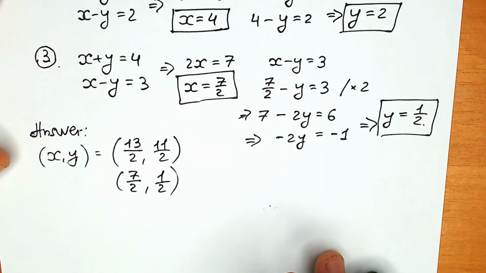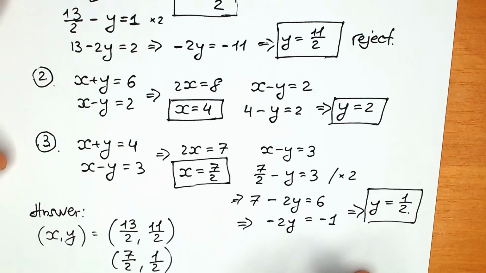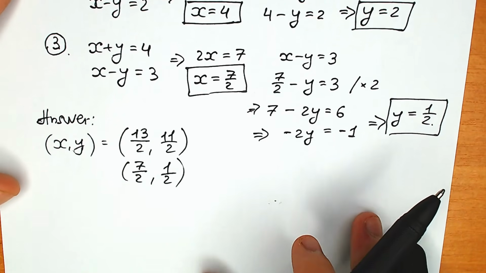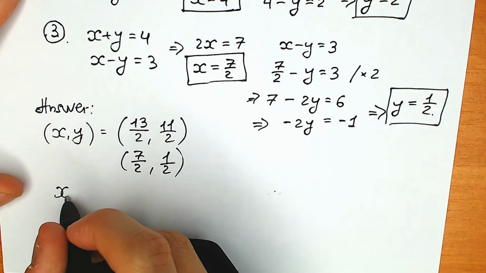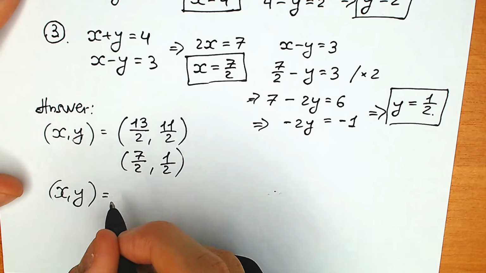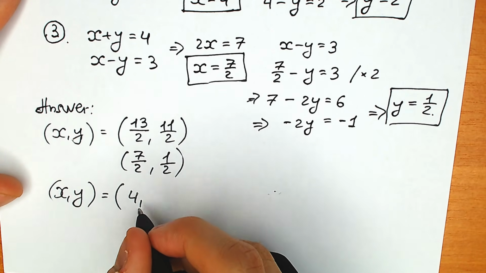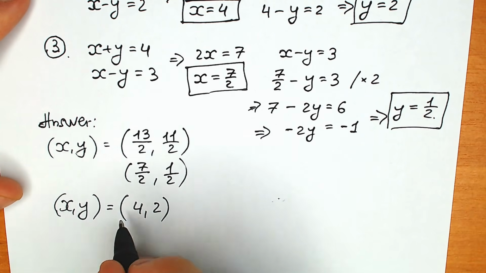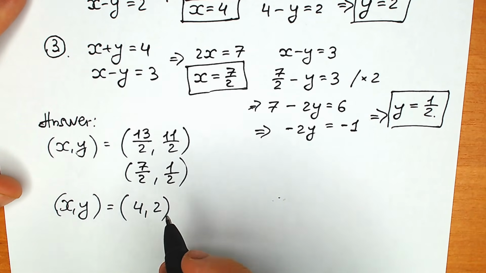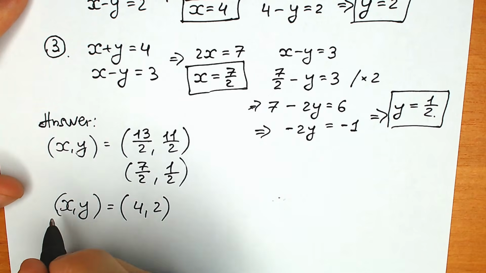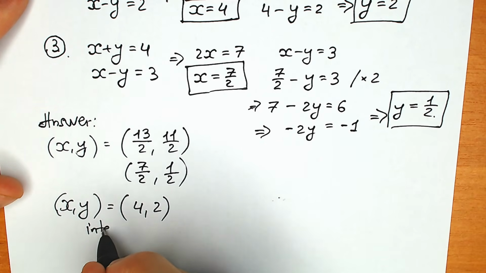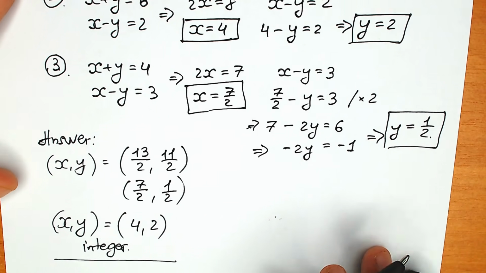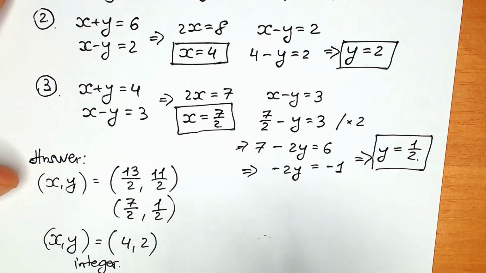But if you want to solve this question in terms of integers, we found one really important pair, x equal to 4 and y equal to 2. So our x and y, this is our answer to this question, x equal to 4 and y equal to 2. Let's check it real quick. This is our integer pair. So this is the pair that we exactly need for our question: x equal to 4 and y equal to 2.